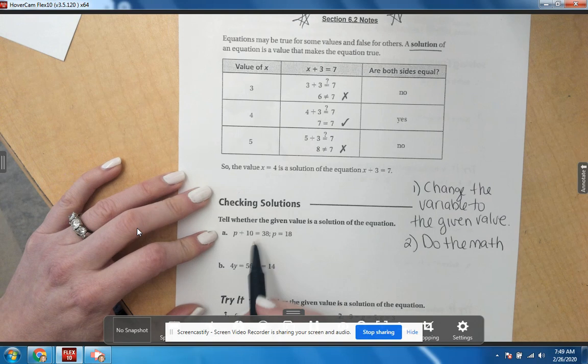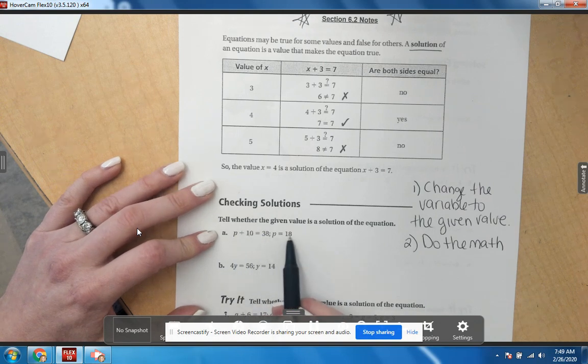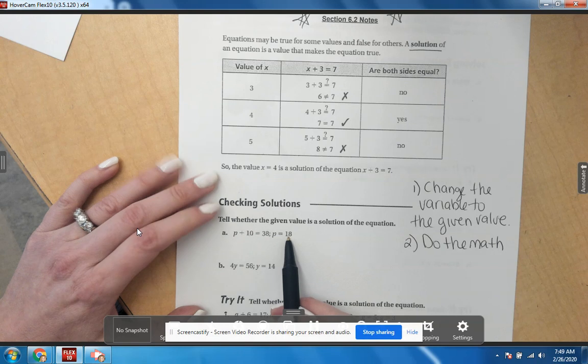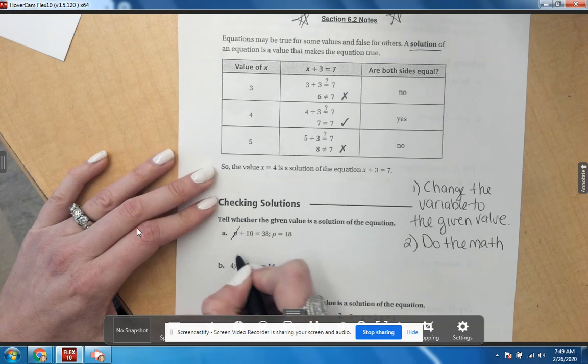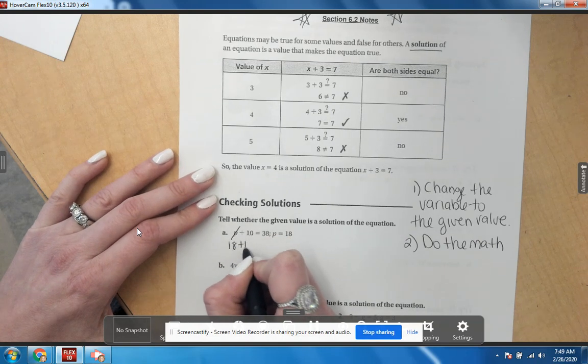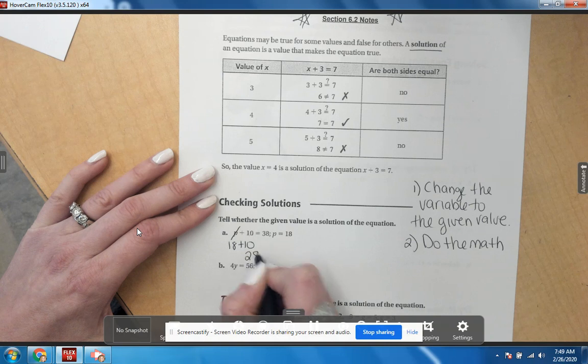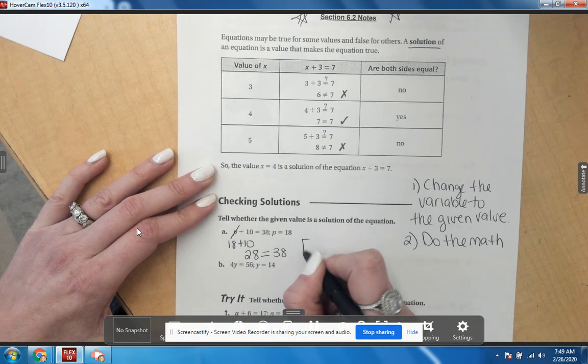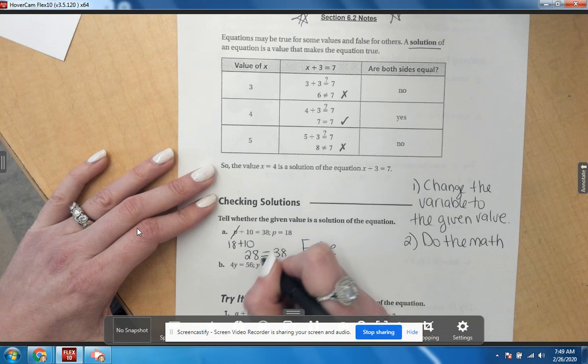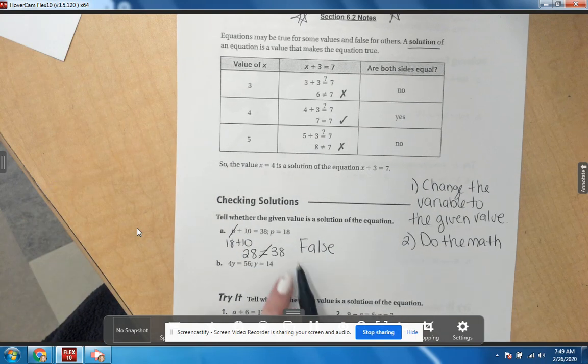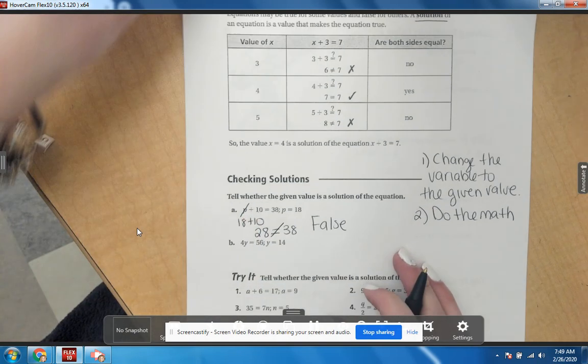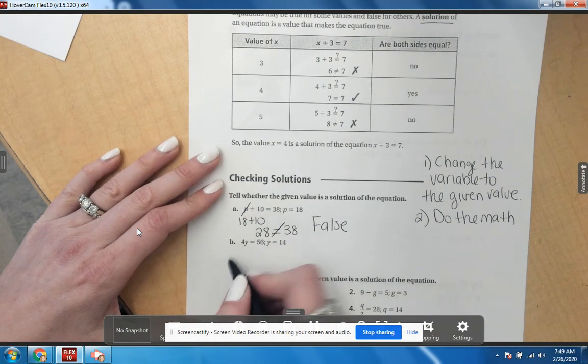So for this one, it says p plus 10 equals 38. And they're saying, does p equal 18? Is that the solution? So you're going to cross out the p, put an 18, add 10 to it. When you do that, you get 28. 28 does not equal 38, so that would be false. Or you could write no. So all you're doing is changing the variable to the given value and just doing out the math and writing true or false.